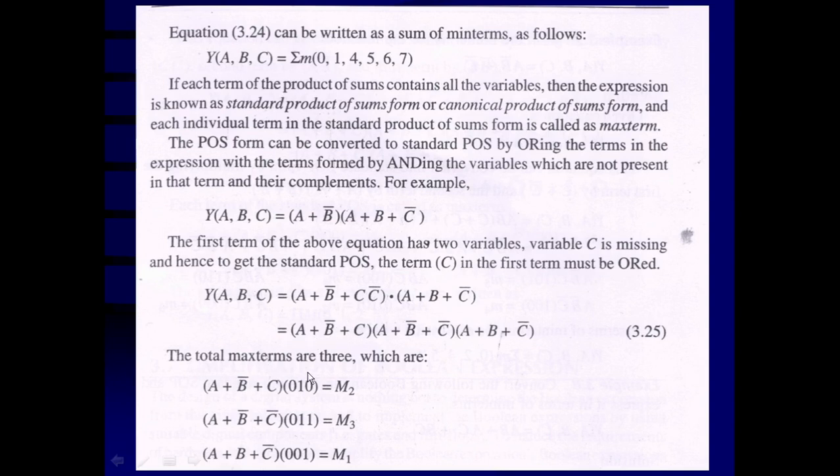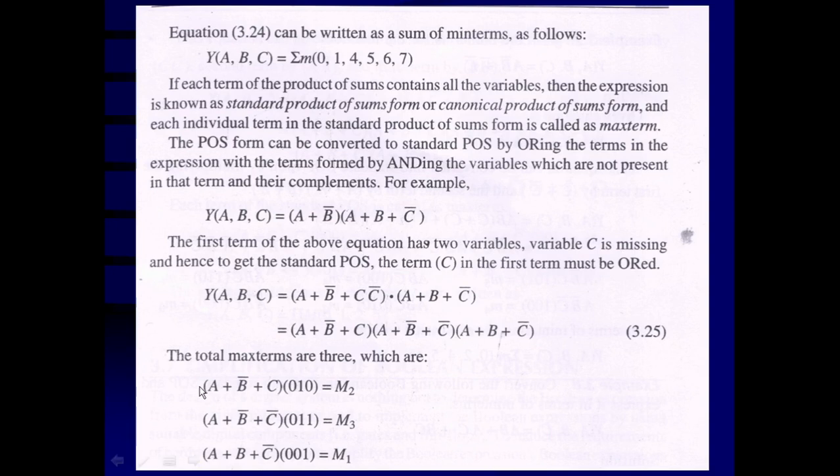So each max term we can designate by capital M here. Min term was designated by small m. The max term is designated by capital M, which is followed by a suffix, which is the equivalent of the binary value. But here the first max term is like this, a or b bar or c. Remember, this is opposite to sum of product forms.